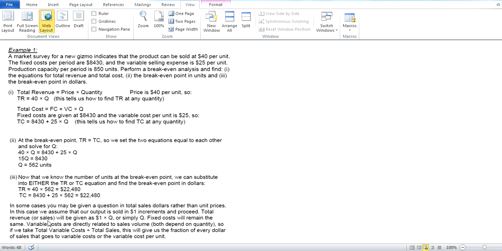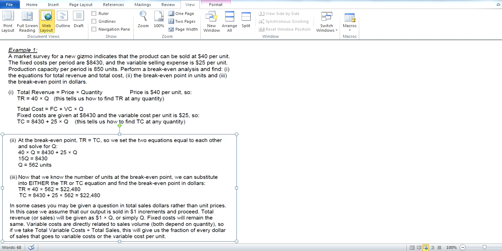I'll just read this part here. In some cases, you may be given a question in total sales dollars rather than unit prices, and in this case, we assume that our output is sold in $1 increments and proceed. Total revenues or sales will be given as 1 multiplied by Q, or simply Q. Fixed costs will remain the same. Variable costs are directly related to sales volume. Both depend on quantity. So if we take total variable cost divided by total sales, this will give us the fraction of every dollar of sales that goes to variable costs or unit costs.